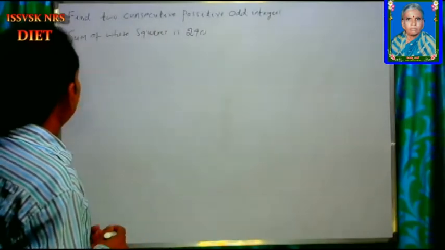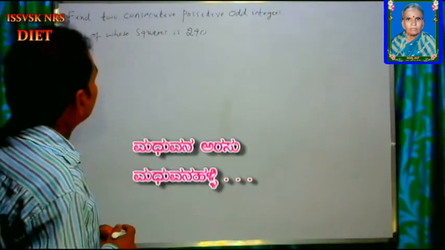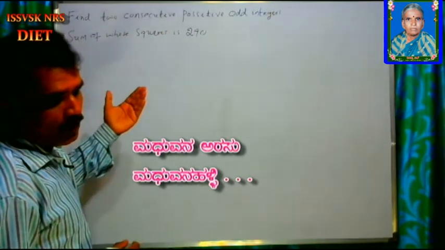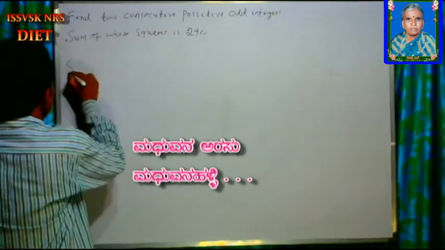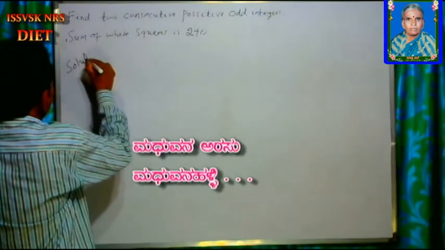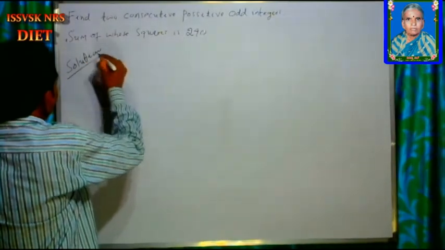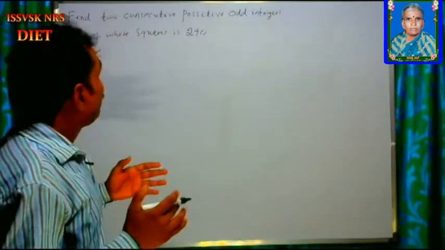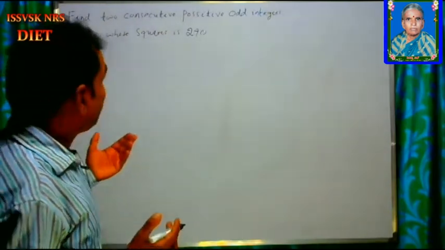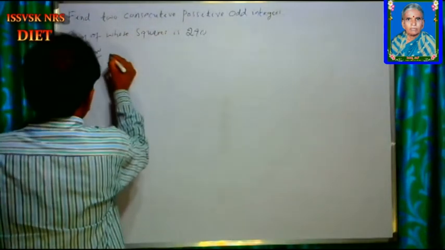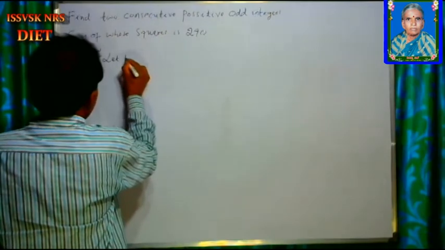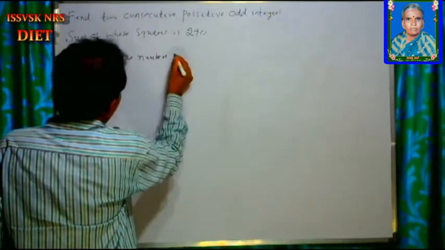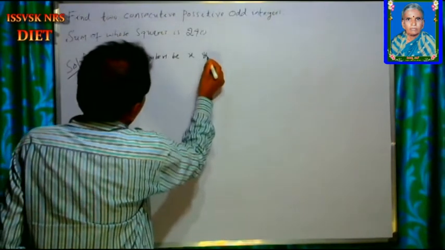Let us do the problem. Find two consecutive positive odd integers, the sum of whose squares is 290. Okay. Solution. Since the required numbers are consecutive positive odd integers, let the numbers be x and x plus 2.